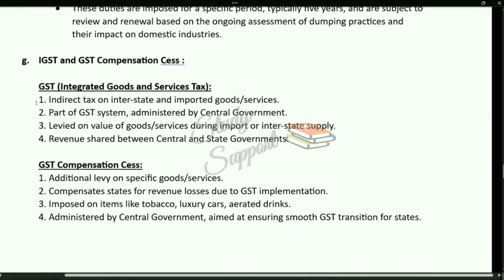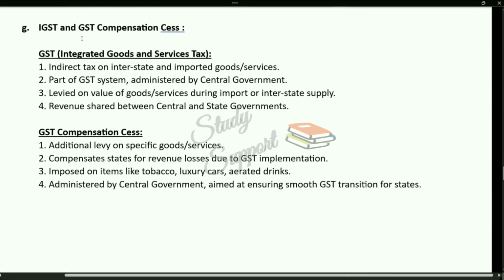G. IGST and GST compensation cess. IGST, Integrated Goods and Services Tax. 1. Indirect tax on interstate and imported goods/services. 2. Part of GST system, administered by central government. 3. Levied on value of goods/services during import or interstate supply. 4. Revenue shared between central and state governments.